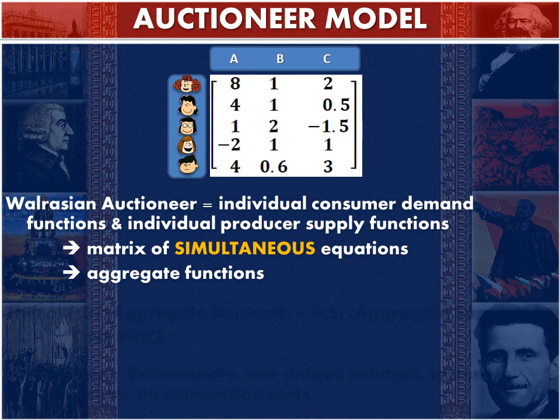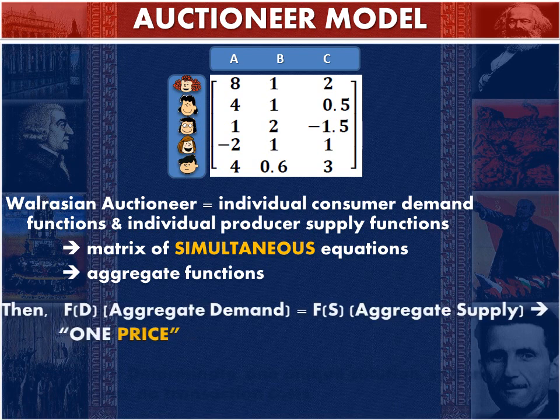So what this Walrasian auctioneer basically does is suck the information out of all our heads by observing what we do, and it takes all these individual consumer demand functions and all the individual producer supply functions, aggregates them into these large matrices, and then solves for A, B, and C like we did before. And from that we set the matrix for aggregate demand and the matrix for aggregate supply equal to each other, then solve for that, and then you come up with a number.